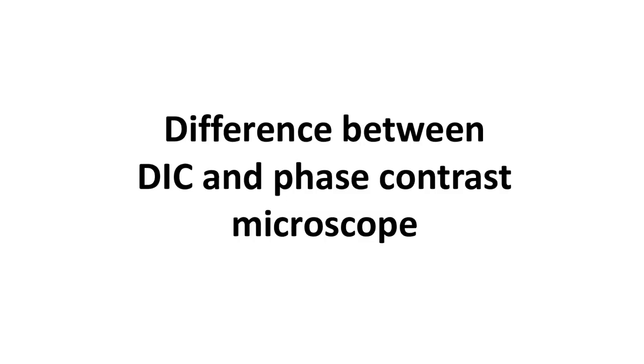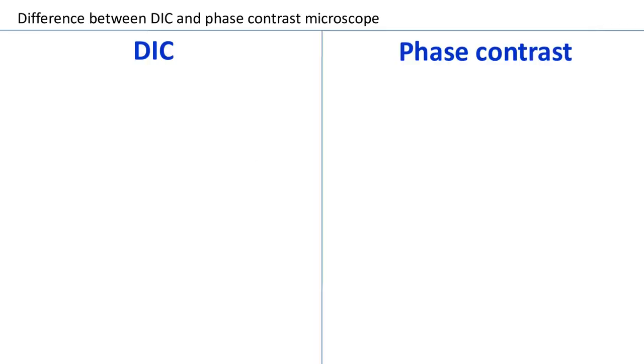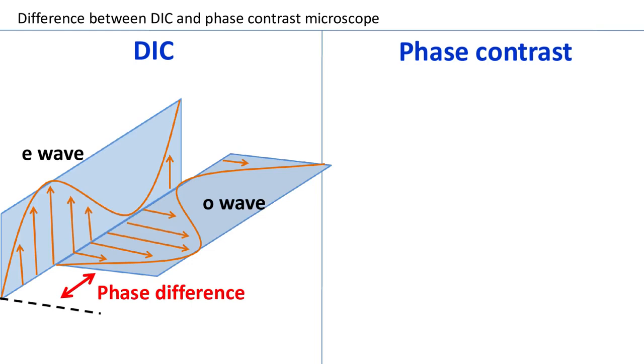Now, before we end this video, there should not be any confusion with the phase contrast microscope. The phase difference involved in DIC is completely different as compared to the phase difference of phase contrast microscope. Remember, in DIC, the phase difference is between the E wave and the O wave. It's between the electric field vectors of E wave and the O wave. This phase difference finally results in an elliptically polarized light, which then passes through the analyzer and is seen as a bright image.